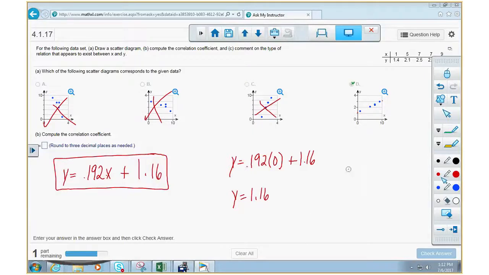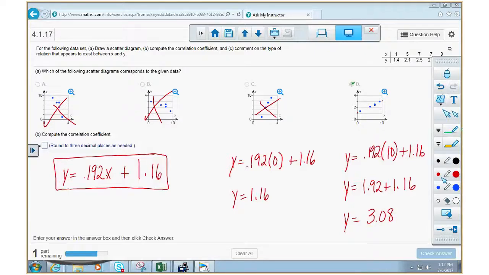And then Y is equal to 0.192 times 10 plus 1.16. And that's going to be Y is equal to 1.92 plus 1.16. And that's going to be Y is equal to what? $3.08? Somebody help me out. 3.08. Okay, so that's that one.